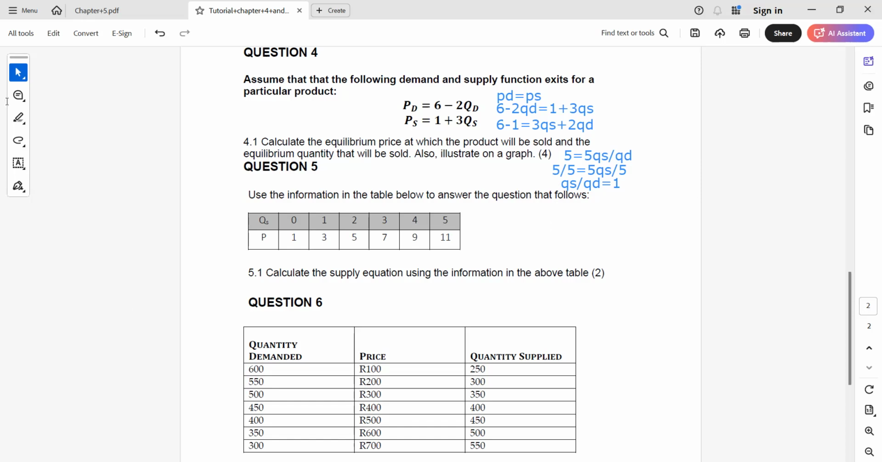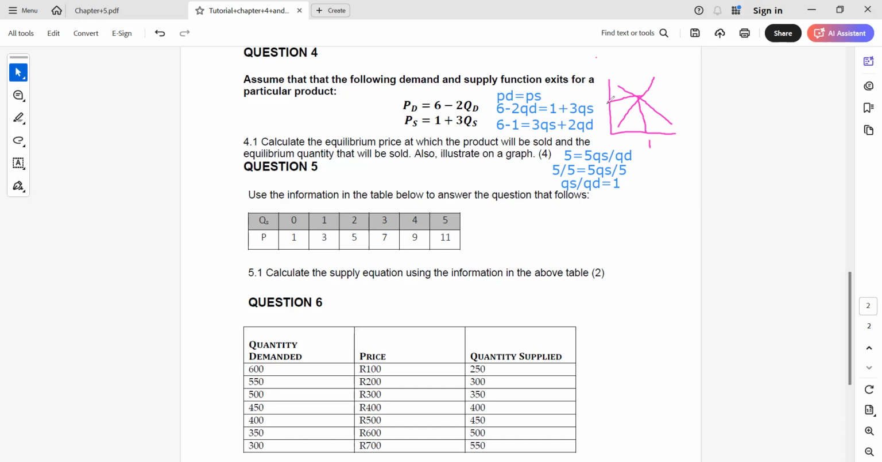So let me just draw it to show you guys this. You have something like this: quantity supplied, quantity demanded, you have your price, you have your equilibrium quantity supplied and demanded. So your quantity supplied and demanded is 1.